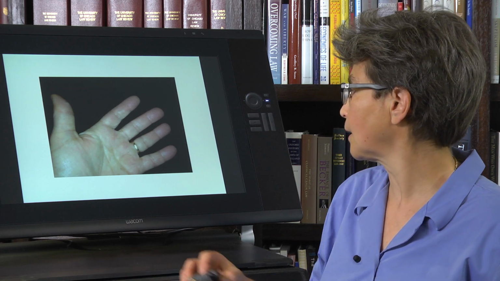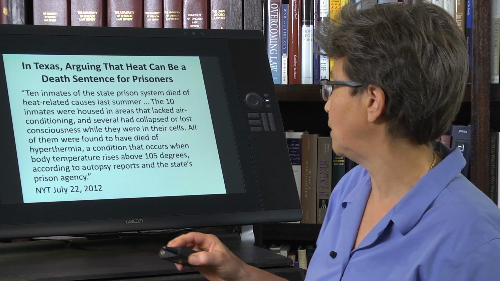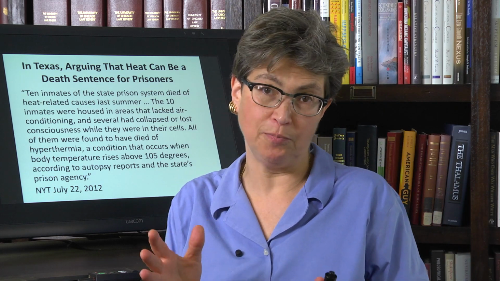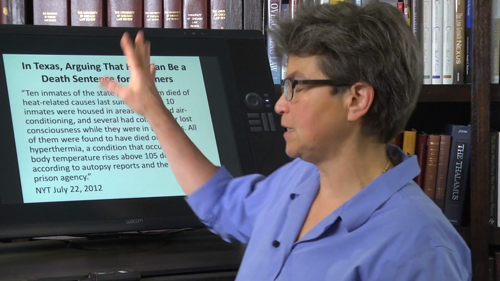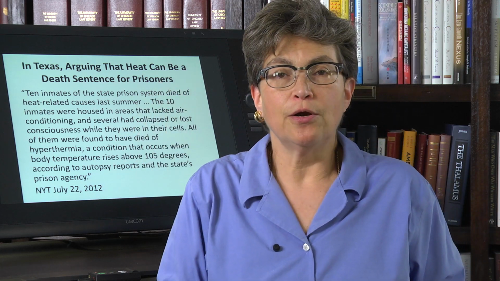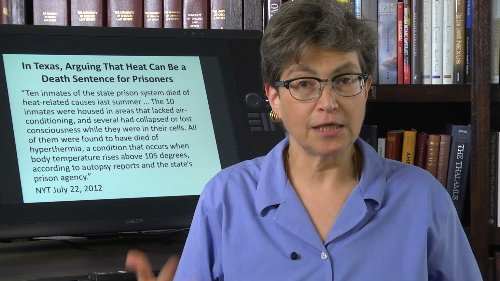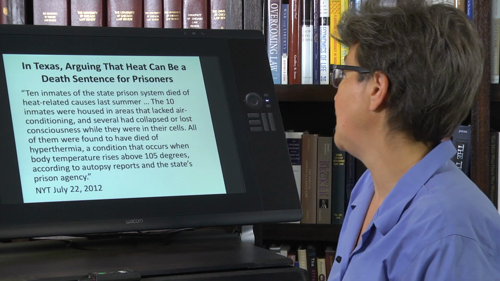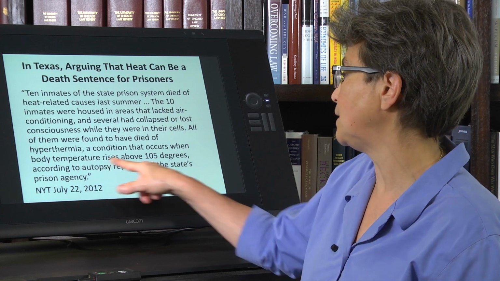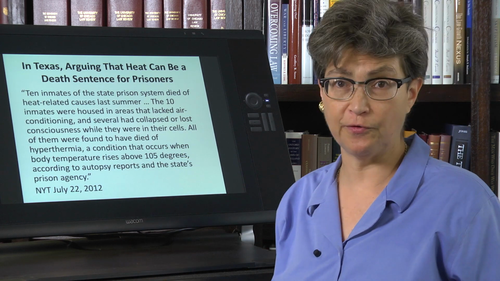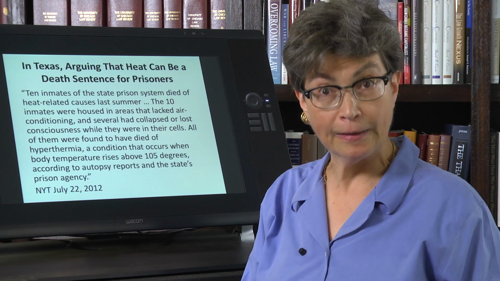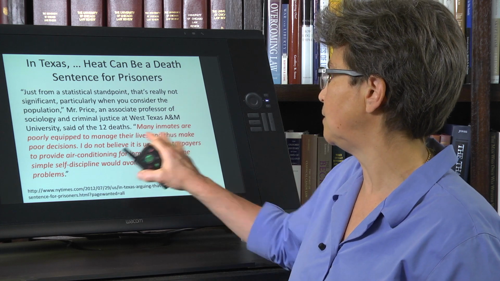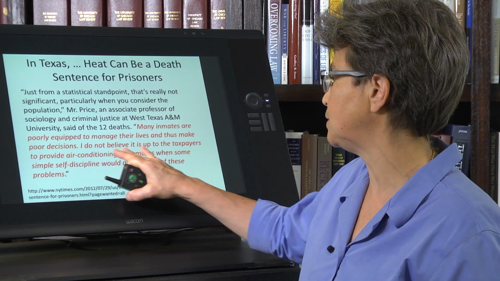And I just want to mention that this is simply not understood by a lot of people. This was a case about 5 years ago where some inmates in a Texas prison died because they did not have any air conditioning, and their body temperature rose above 105 degrees because it was really, really hot that summer. And somebody said many inmates are poorly equipped to manage their lives and thus make poor decisions.